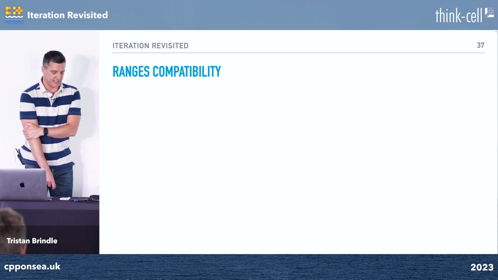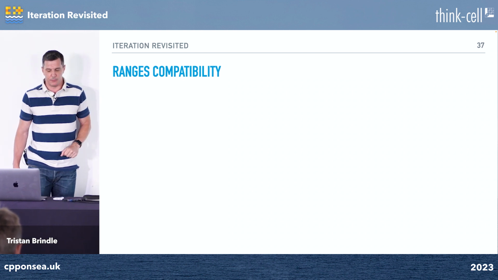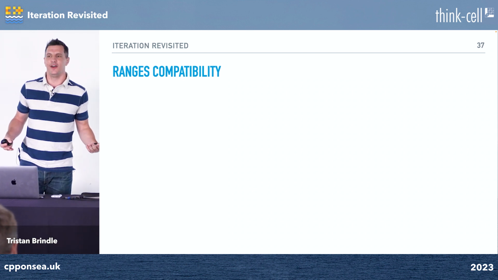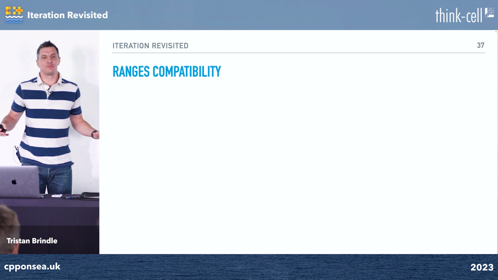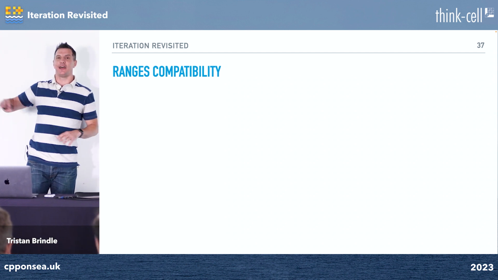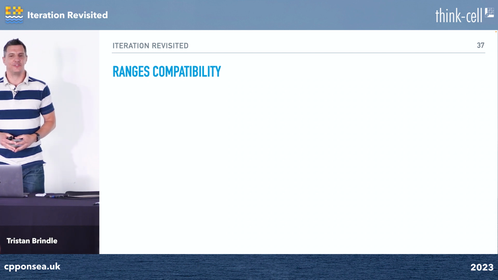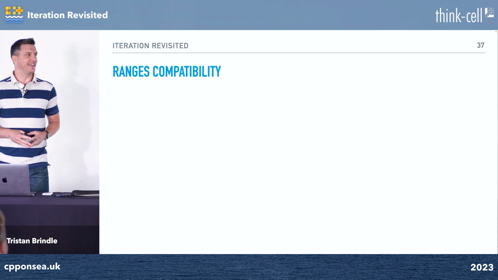So, ranges compatibility. When I started talking about the library, I mentioned that there is an awful lot of ranges code out there already, and we can't just pretend it doesn't exist. I can't just say, right, forget about that, start using Flux. We need to offer some measure of compatibility with existing STL code.